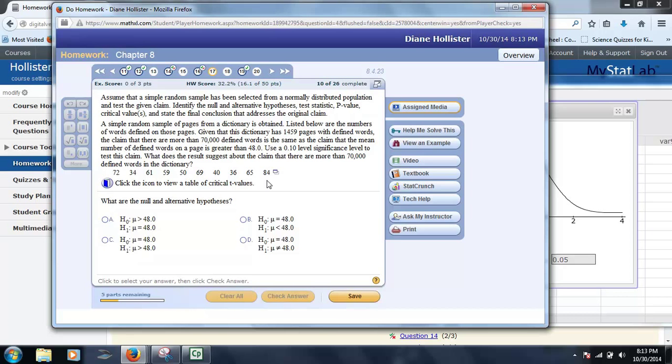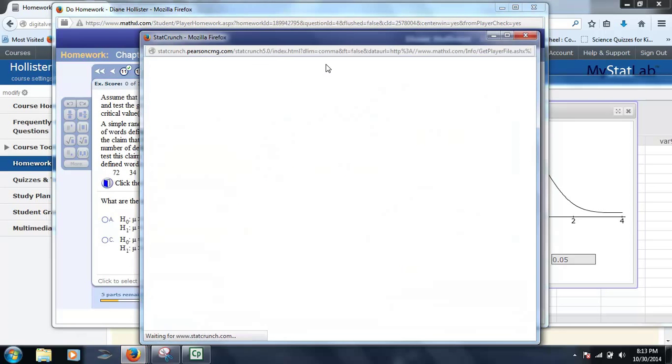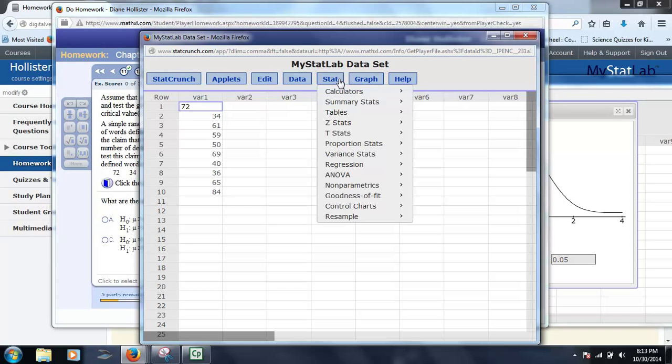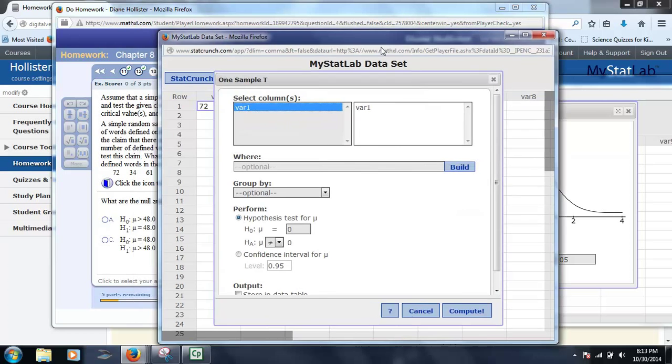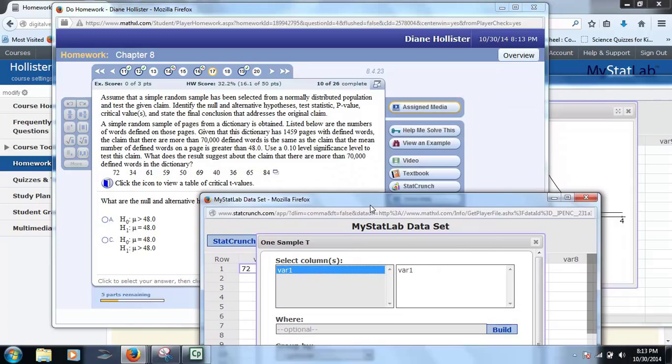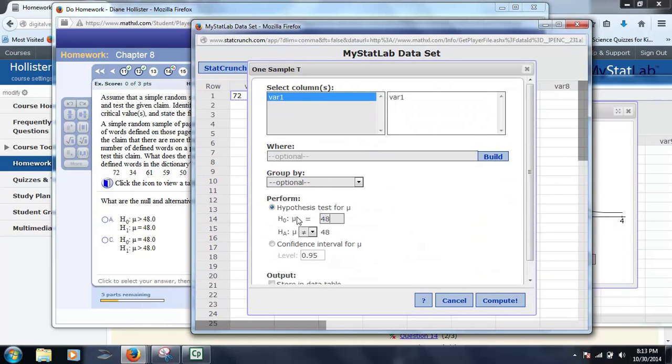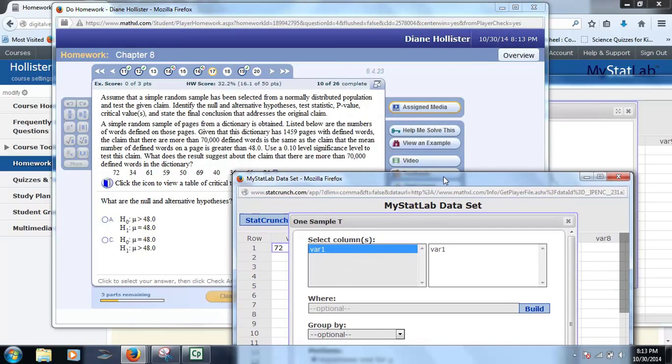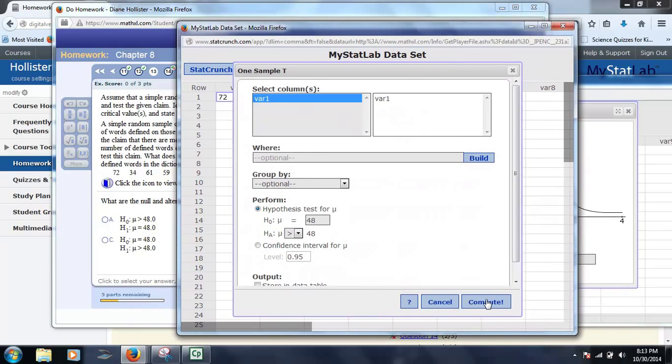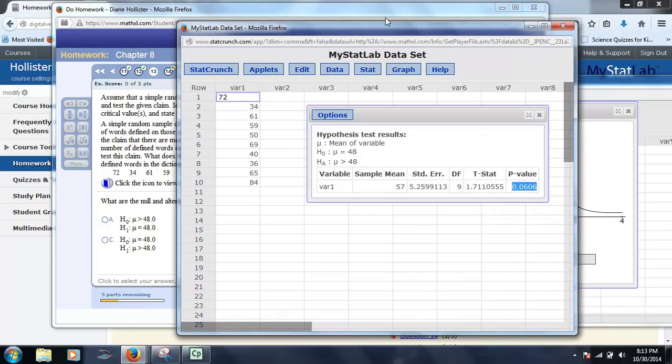On number 17, you actually have raw data. You are testing the claim about a mean. So like the other problems, you're going to use a t-test, but in this particular case, I'm going to start this problem off here. We're going to click Stat, T Stat, One Sample with Data, and select that column. The null is that it's 48, and the claim is that it's greater than 48. And we're going to use a 10% significance level. So when we compute, we're going to compare this to a 10% significance level. In this particular case, of course, you would reject H0 and assume HA. The mean is greater than 48.